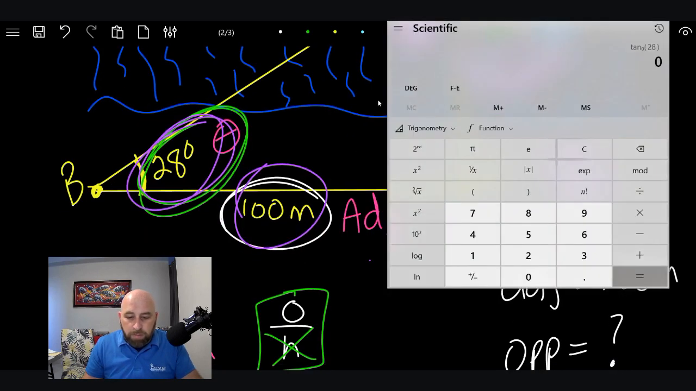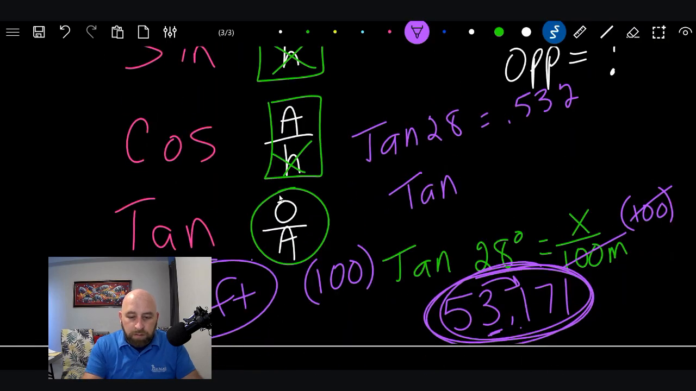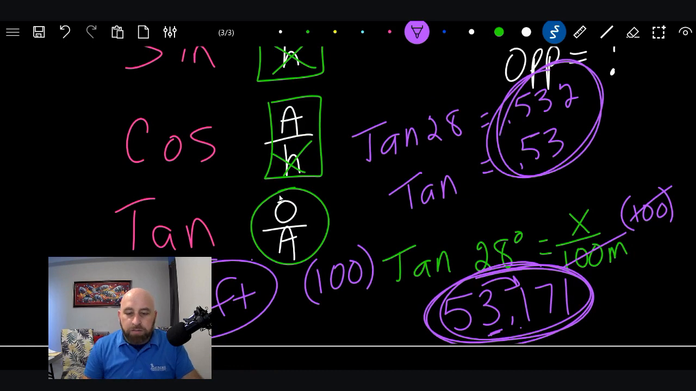53 divided by 100 equals 0.53. Look, they match. 0.532 and 0.53. That's close enough. That matches. That's the way that you check those: you check one by the fraction and one by the angle, since we have all three of those. Okay? Lots of stuff going on there.